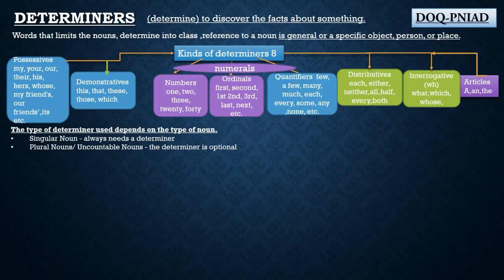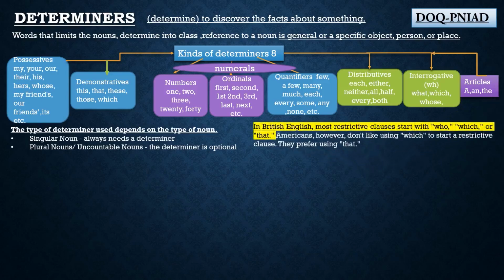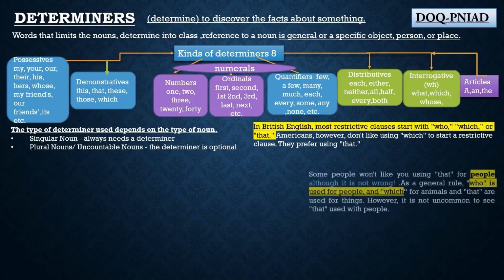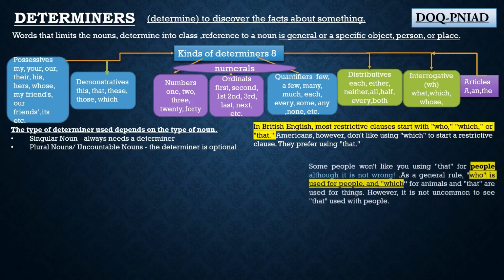In British English, most restrictive clauses start with who, which, or that. American English, however, doesn't like using which to start a restrictive clause. They prefer using the word that for a restrictive clause. Some people won't like you using that for people, although it's not wrong. As a general rule, who is used for people, which for animals, and that for things. However, it's not uncommon to see that used with a person or people.